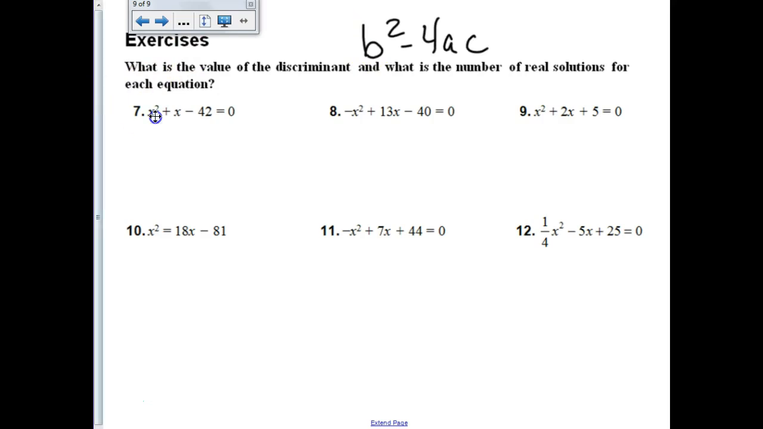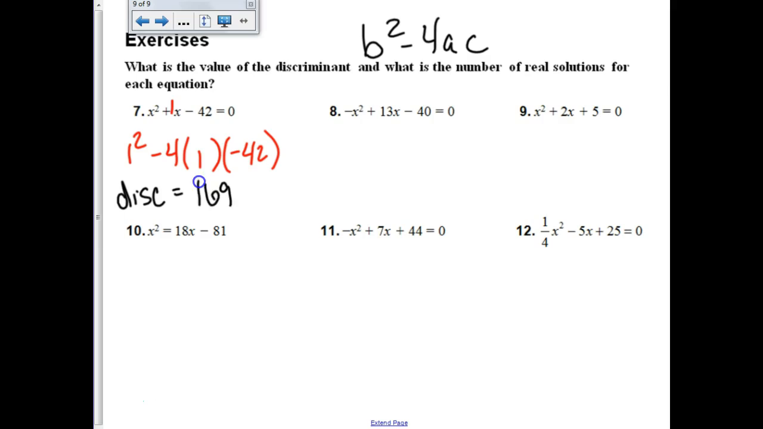Let's do that. So starting with this problem, the b value is like a 1 right here, right? So I do 1 squared minus 4 times the a value is a 1, and the c value is a negative 42. And you can just do this straight on your calculator if you don't want to think. That's fine. Type 1 squared minus 4 times 1 times negative 42, and just tell me what value you get for your discriminant. It's 169.